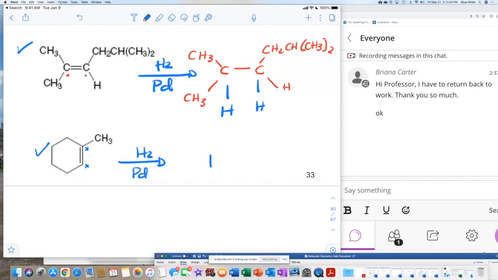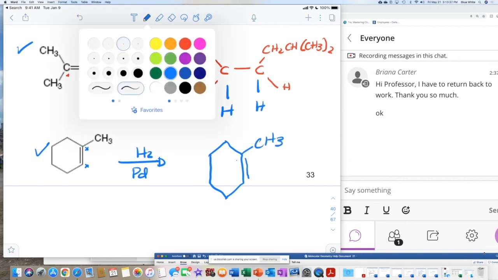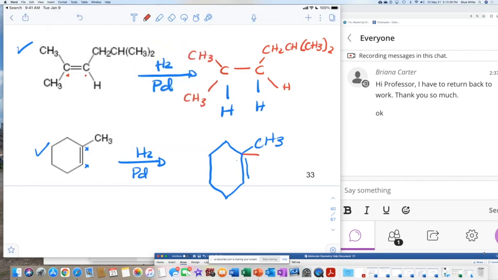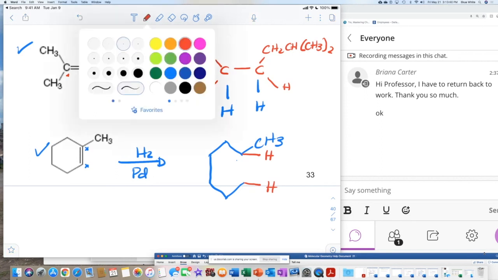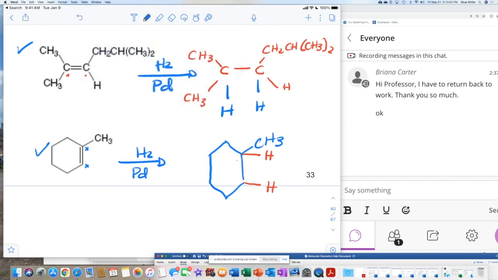So in my product, let me draw my structure. I'll do this out here. Okay. I have CH3. I know my one hydrogen is coming here. The other one is coming here. So I go in here and I erase this. Oops. I meant to erase just the second bond.